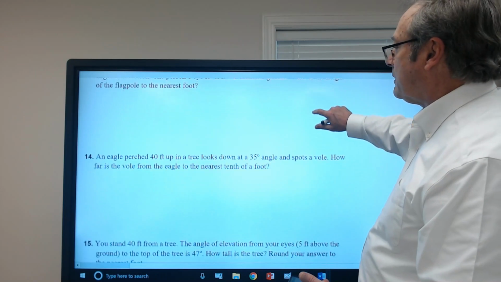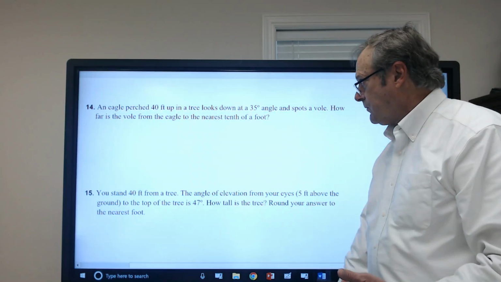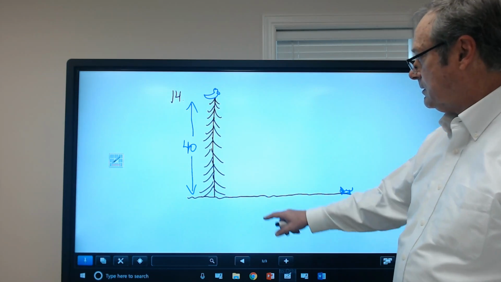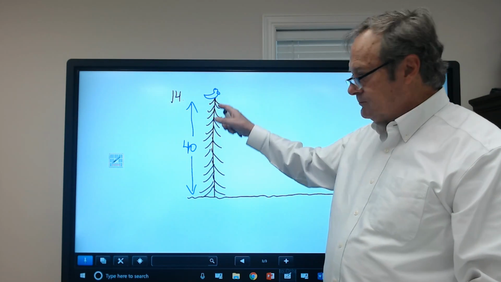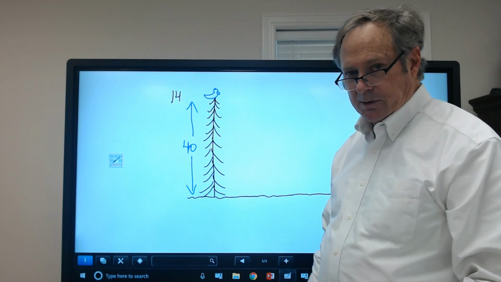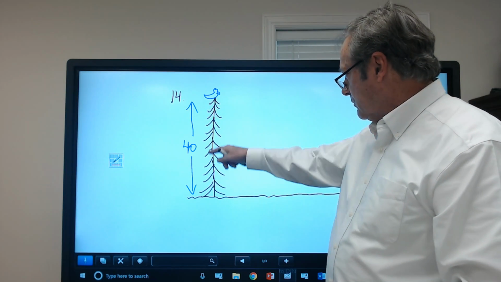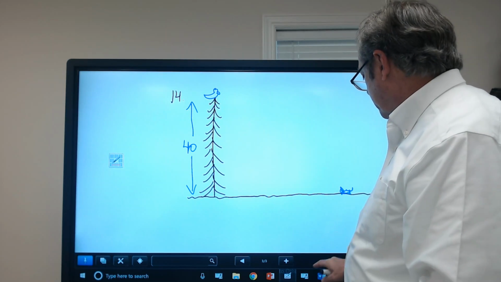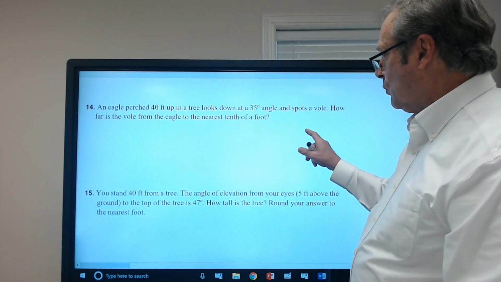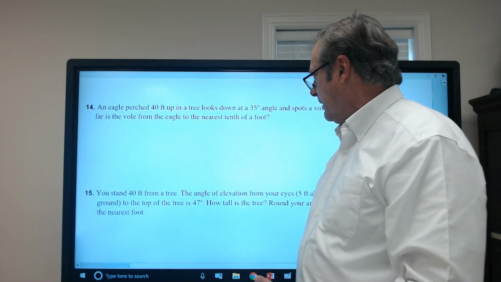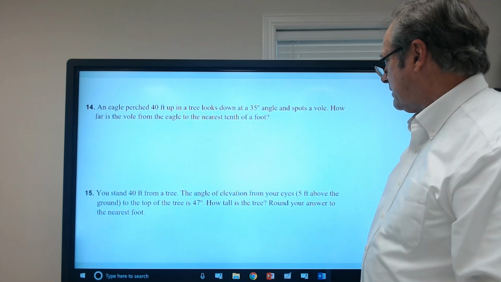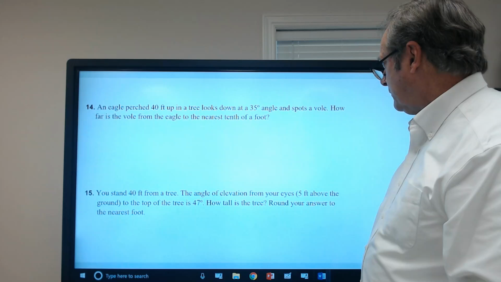All right, here we've got an eagle perched 40 feet up in a tree. Okay, there's the eagle. Y'all need to sketch this out, so feel free to pause the video. He's 40 feet up in a tree. Good looking tree, isn't it? Now this example talks about a vole. Well, a vole is like a mole, but I made it a cat. So he looks down at a 35-degree angle.